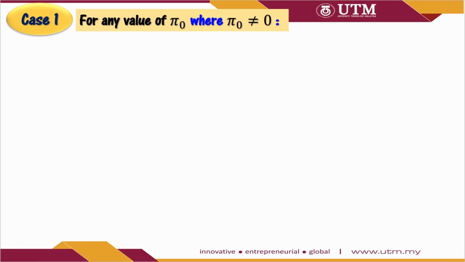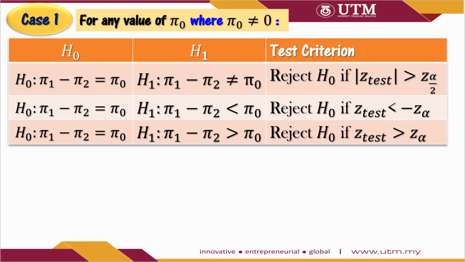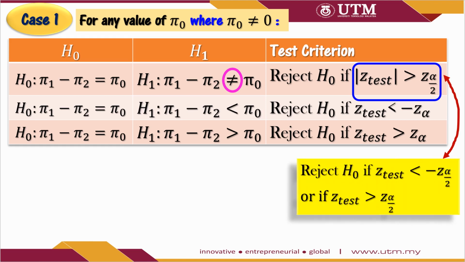The test criteria related to the z-test statistic are all the same as before for the three types of hypothesis tests as listed in the following table. First, the two-sided test where pi 1 minus pi 2 is different from the particular value pi 0 under the alternative hypothesis H1. The corresponding test criterion is reject H0 if the modulus of z-test is greater than z alpha over 2, which can also be expanded into this following expression.